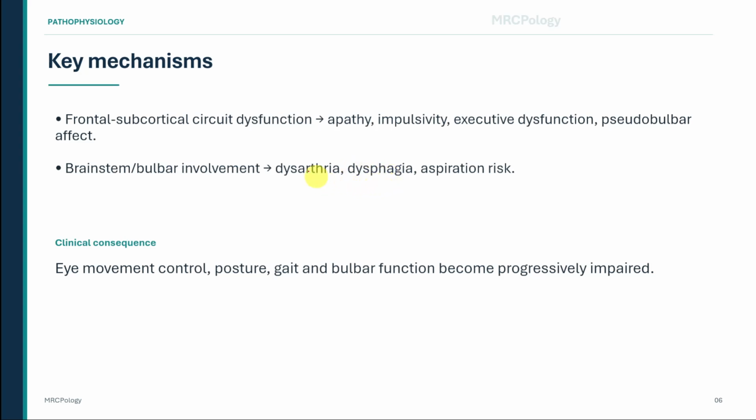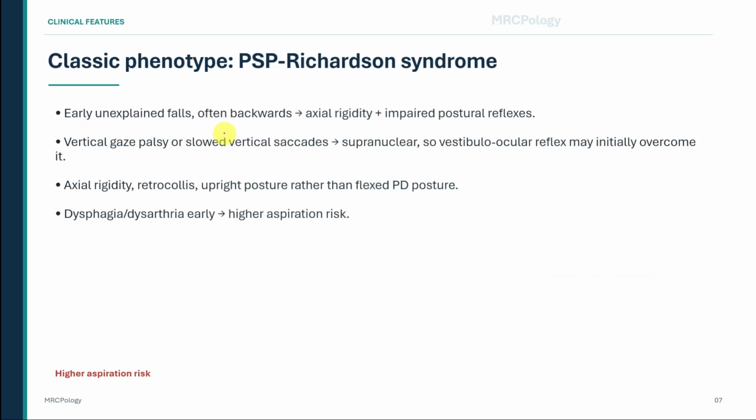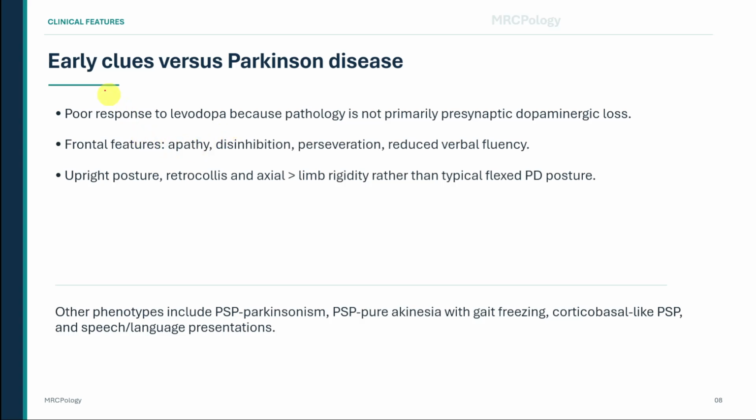In Parkinson disease, the pathology mainly involves dopaminergic neuronal loss in the substantia nigra. Because dopamine deficiency is central, patients often respond well to levodopa, especially early on. In PSP, the pathology is more widespread and involves tau-related degeneration in multiple circuits, not just presynaptic dopamine loss. So levodopa response is poor or only modest. In Parkinson disease, falls usually occur later. Early falls should make you question the diagnosis. In PSP, falls occur early and are often unexplained or backwards.